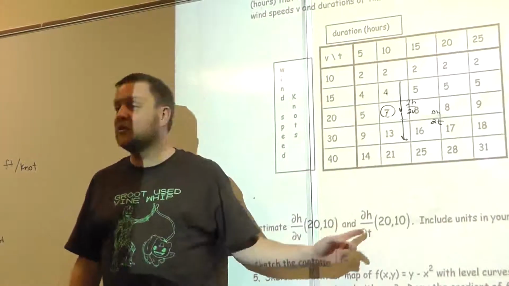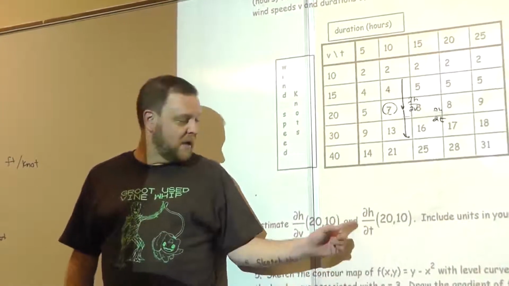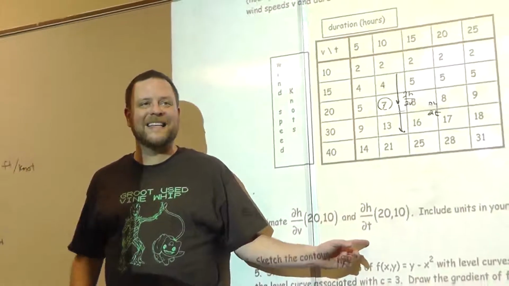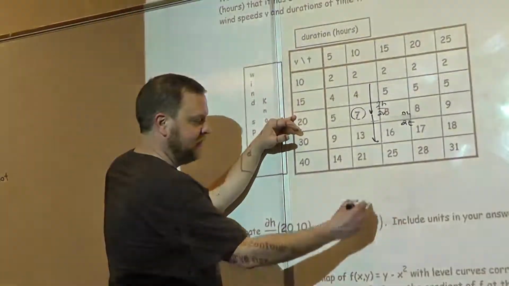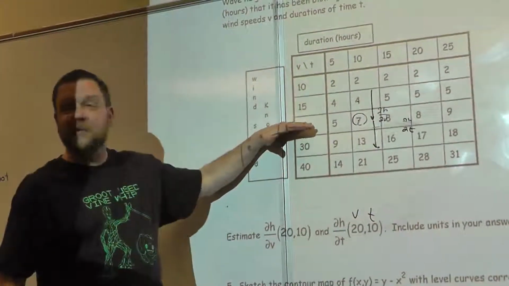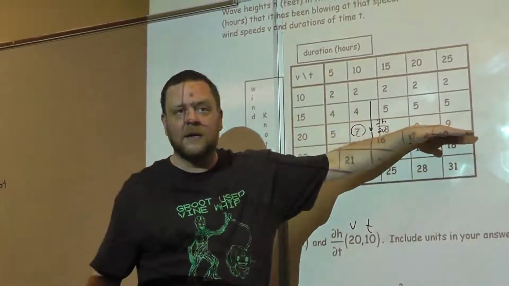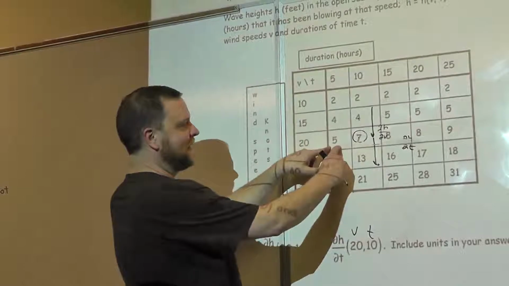So then if you're prompted to approximate this one, the partial of h with respect to t is going to leave v constant. So pick your v value. This is v, this is t. The v value is going to be 20. Now I'm going to be going this way. And I'd say, estimate this increase.